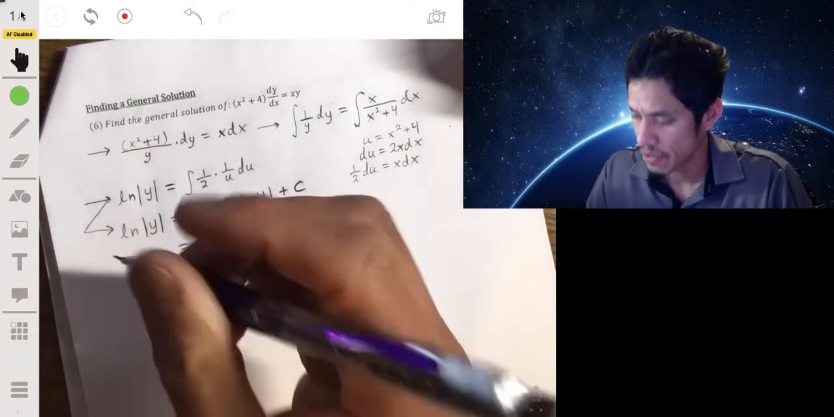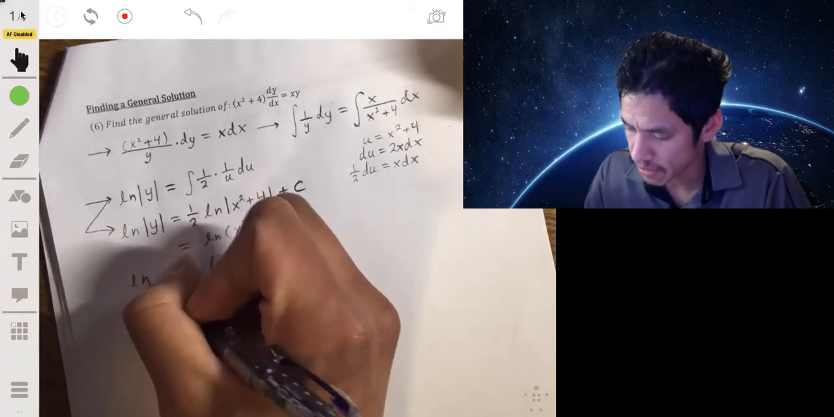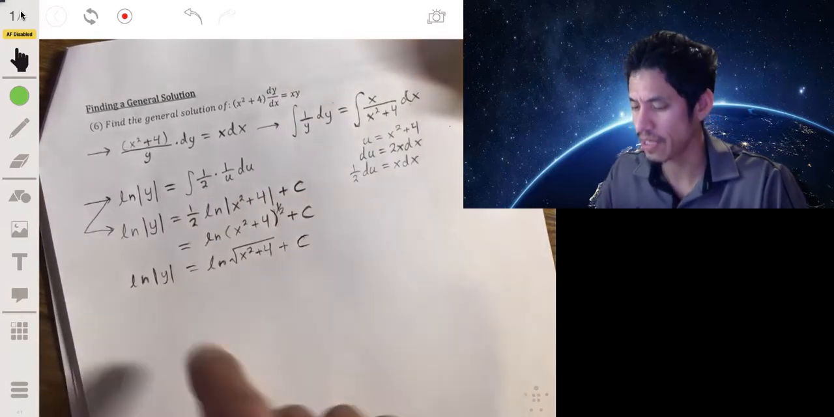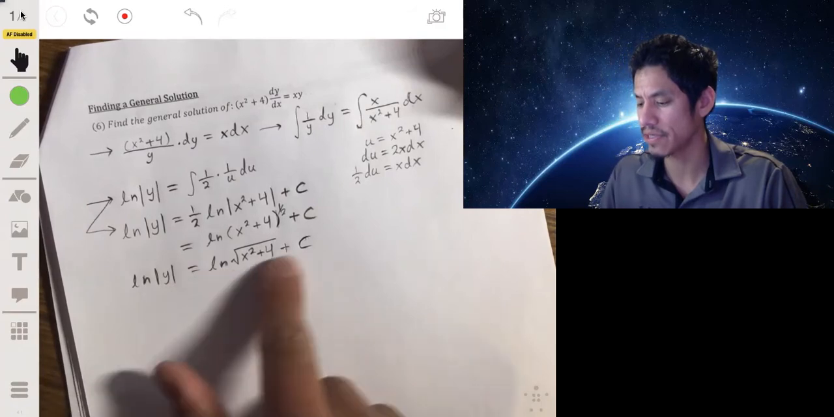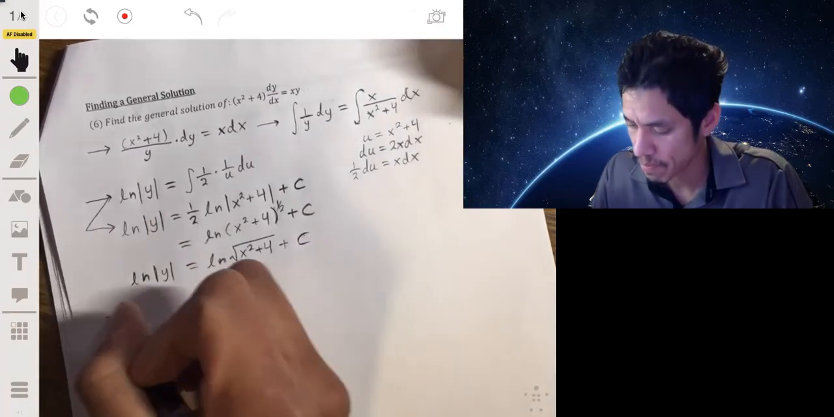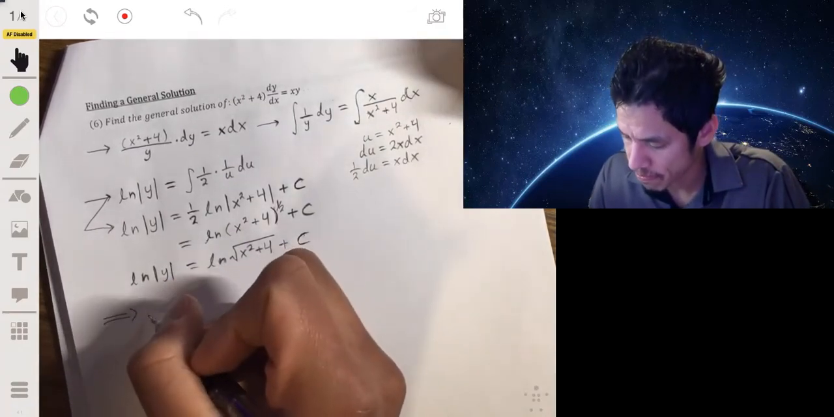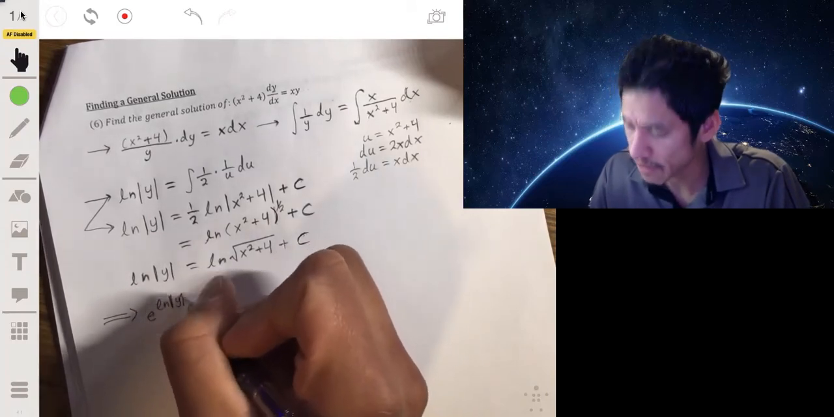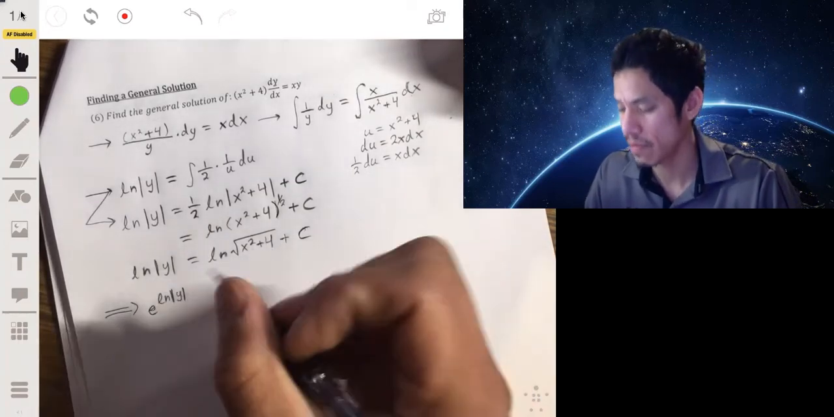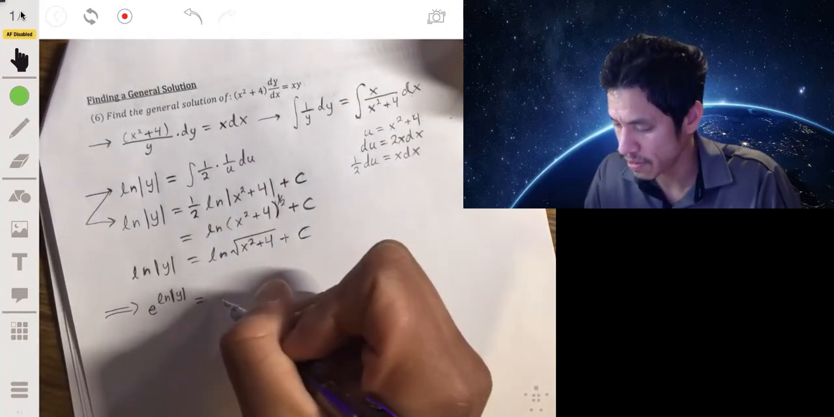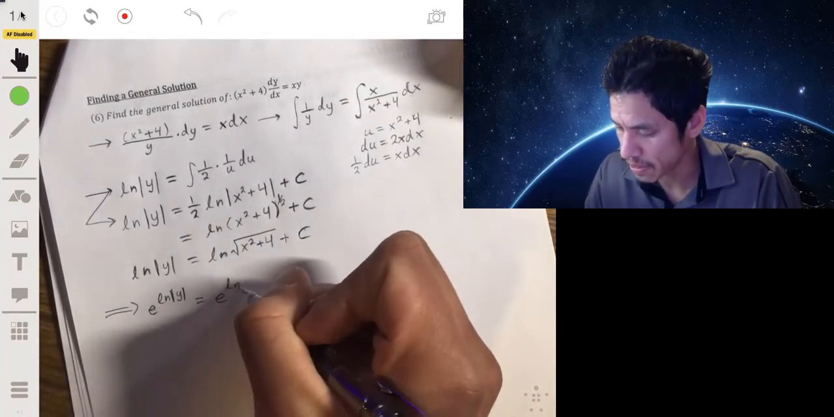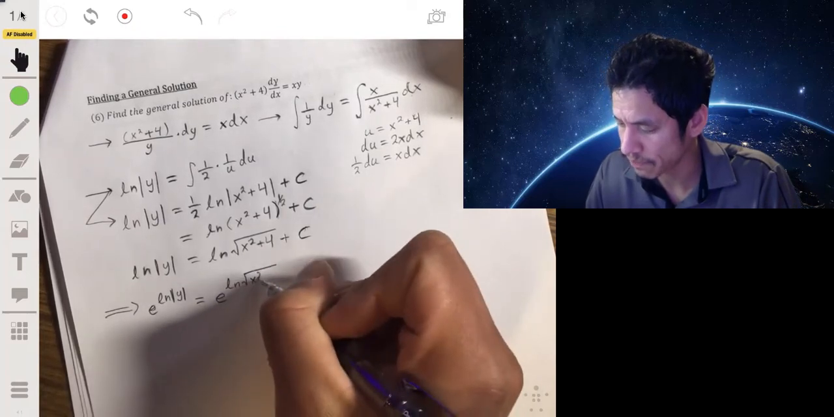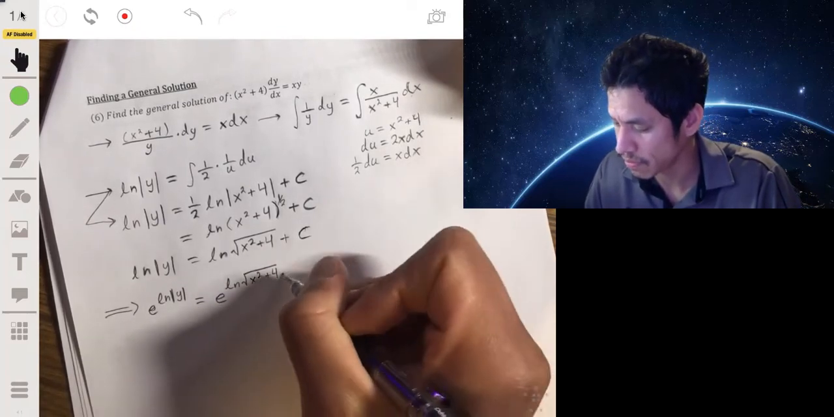So then, going back, natural log of the absolute value of y. Now let's go e raised to this is equal to e raised to that. So e raised to the natural log of the absolute value of y is equal to e raised to the natural log of the square root of x squared plus 4 plus c.